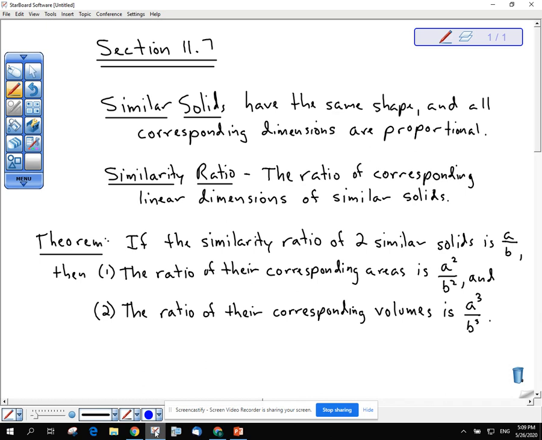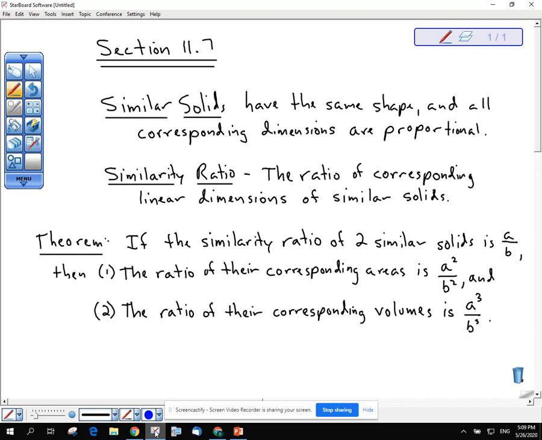Geometry, section 11.7, similar solids. I got a definition here of similar solids, and it simply says that they have the same shape and all corresponding dimensions are proportional. Let me give you a quick example.